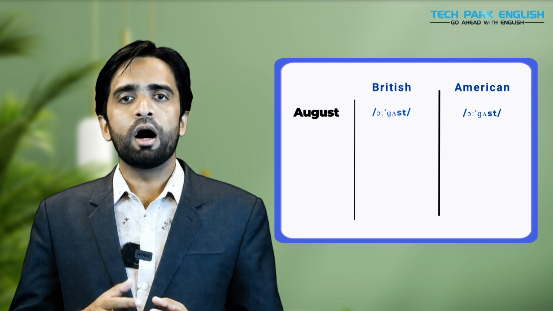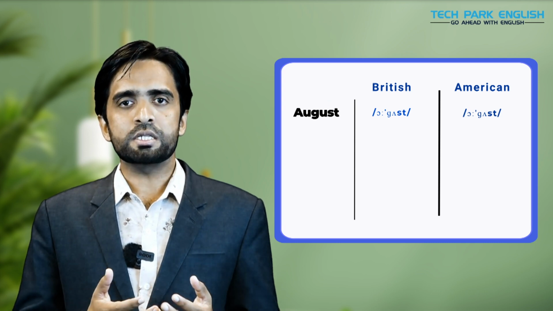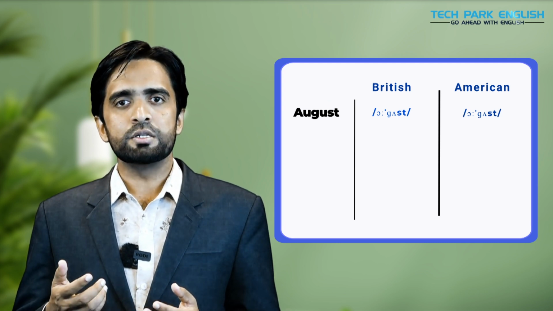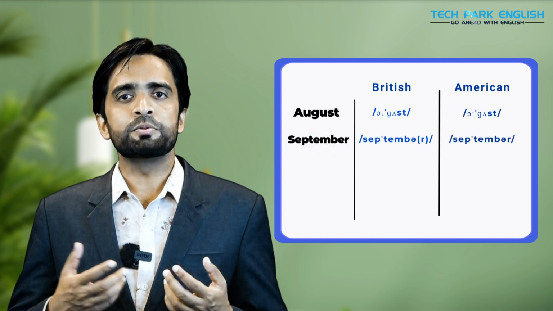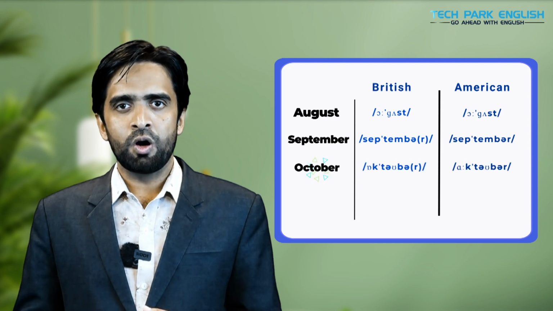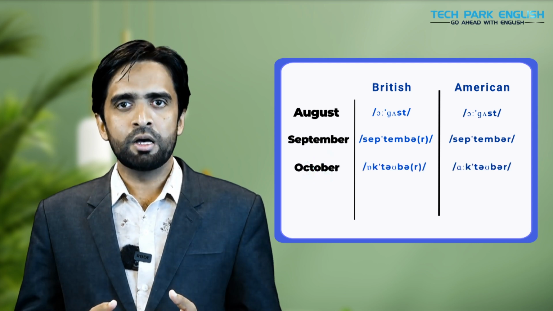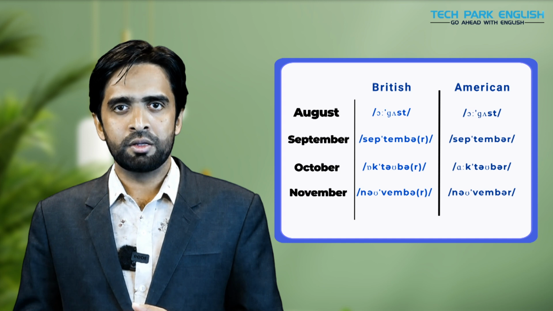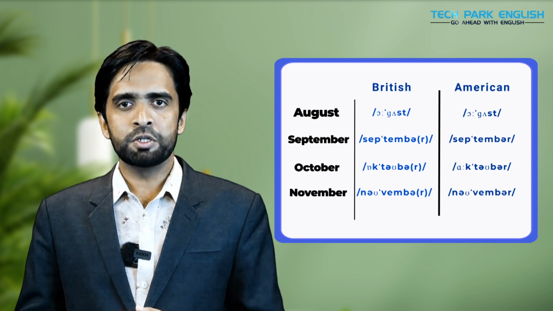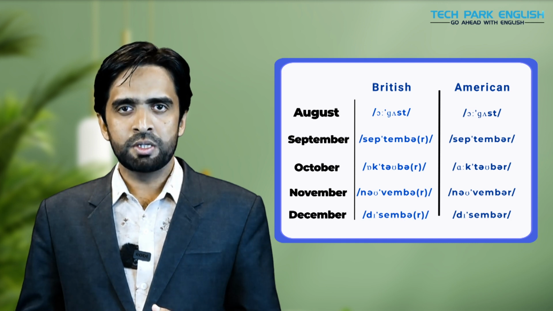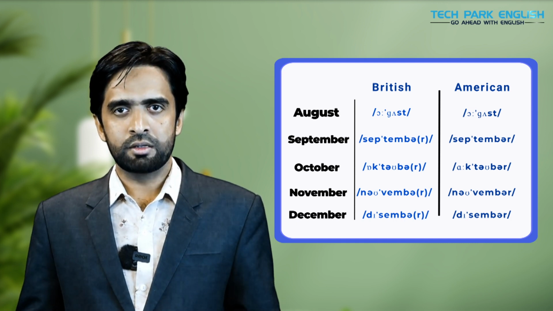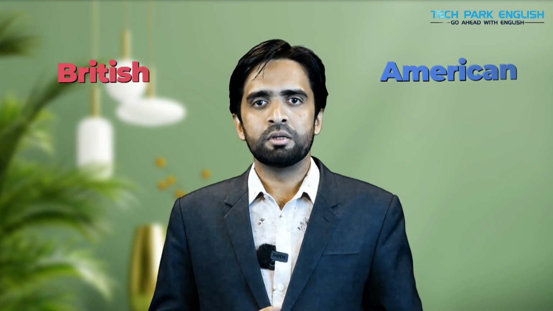August. August is in British. August is in American. September is in British. September is in American. October is in British. October is in American. November is in British. November is in American. December is in British. December is in American. So let's repeat.